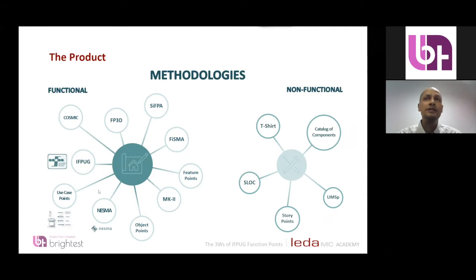The next step in the journey is to know how to measure the size of the software, which methodology to use. For the non-functional requirements, we have some methodologies like T-shirt, physical components, lines of code, story points for Agile, and LEDA UMSPs for parameterizations. And for the functional part, we have MK2 and Cosmic, mostly used in UK, 3D function points, use case points, simple function points, finished software measurements, feature points, object points, IFPUG, and NESMA. And NESMA is a good complement for IFPUG.